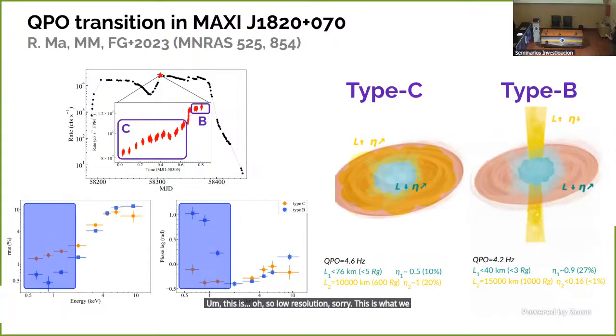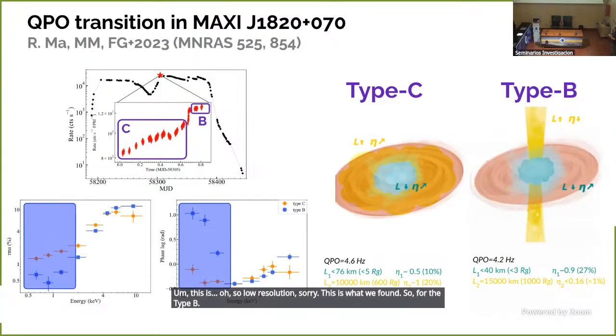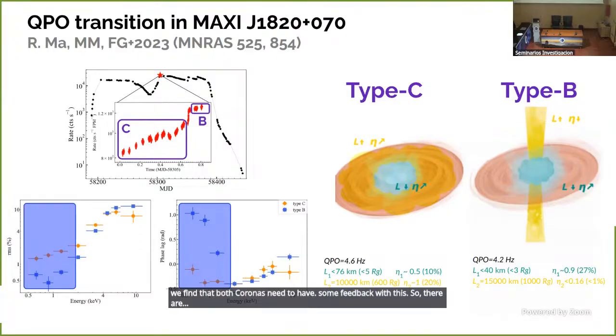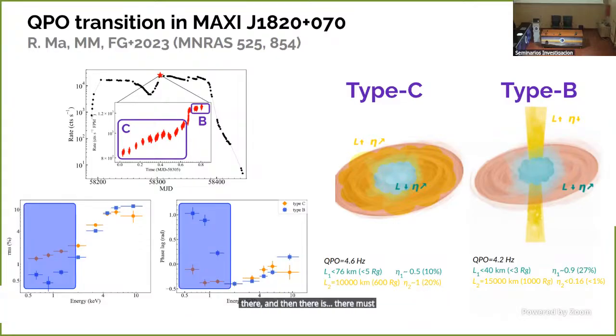So for the type B, the scenario is the same we had before. But now if we go to the type C, we find that both coronas need to have some feedback with the disk. So there is a small corona, which is the inner hot flow there. And then there must be another horizontally extended corona on top. That is the one that will be converted here into the vertical one.